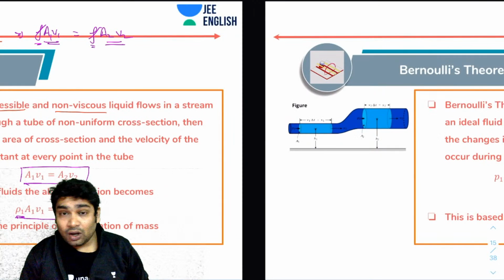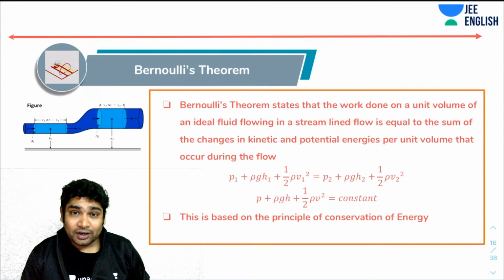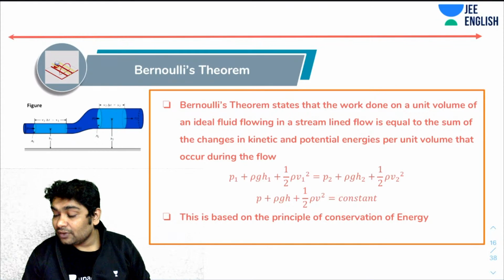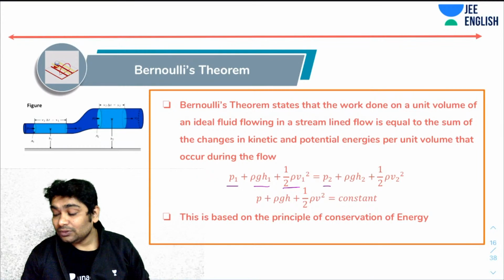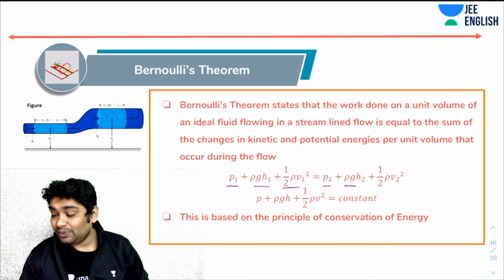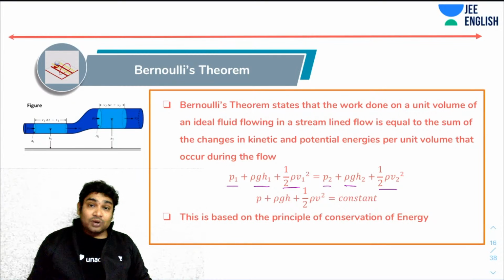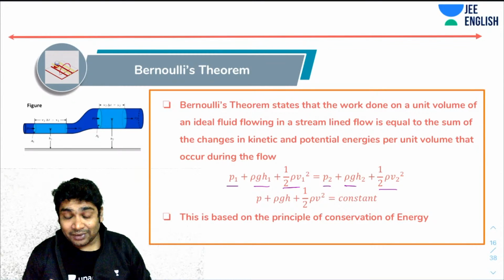All right. Next, another very, very important tool for our analysis is called Bernoulli's theorem. Now, Bernoulli's theorem states that the work done on a unit volume of an ideal flowing liquid in a streamlined flow is always equal to the sum of changes in kinetic and potential energies per unit volume as the flow occurs. So the equation that you get is P1 plus rho g h1 plus half rho V1 square equals P2 plus rho g h2 plus half rho V2 square. So essentially you are applying the work energy theorem. This is nothing but energy conservation.